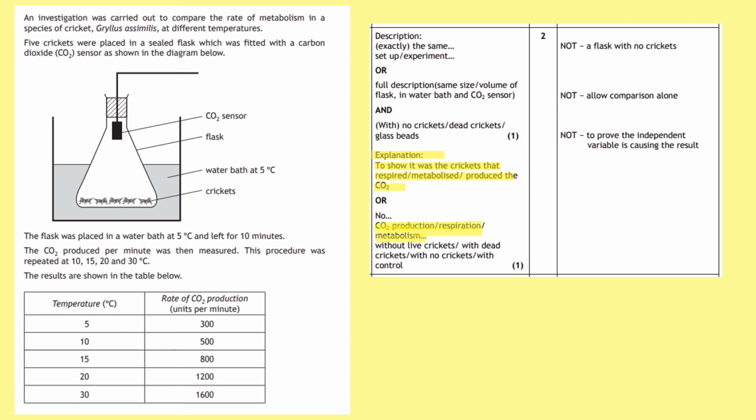Now you'll notice at the other side what we're not accepting. So don't just say, oh, it's to allow a comparison. That's not specific enough. And also don't give a vague answer like, oh, it's to show that the independent variable is causing the results and nothing else. You need to make sure that your answer is specific to the question that's being asked.